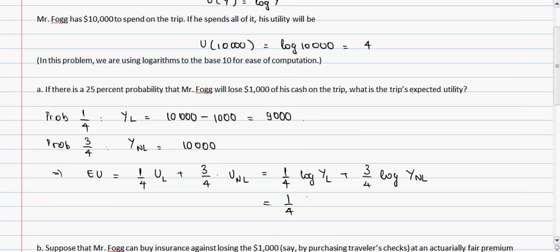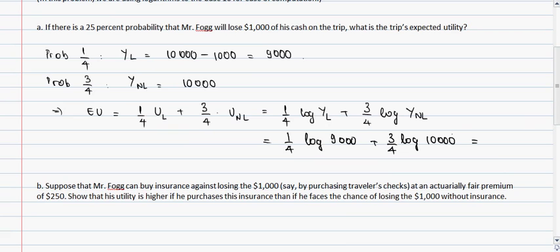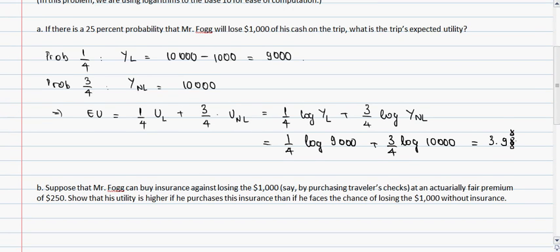That is going to be 1/4 log of 9,000, which is the amount of money in the case of loss, plus 3/4 log of the income in the case of no loss, which is still 10,000. That gives the consumer an expected utility of 3.988. So that's the expected utility for the trip.